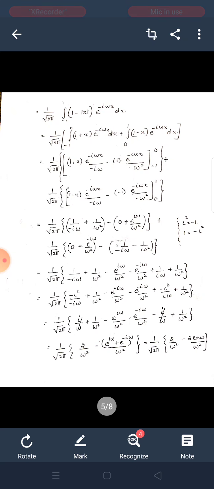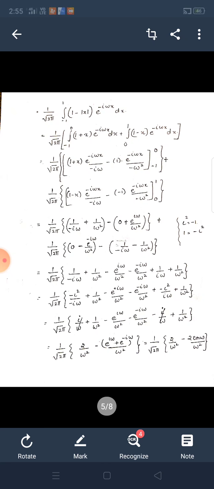And here one important thing you have to remember is that the first term is 1 by minus i omega. There you replace 1 with minus i square, because i square is minus 1, so 1 becomes minus of i square. That change has been made in the equation. So whenever the denominator is of the form i omega, and the numerator is 1, we have to replace it with minus i square.